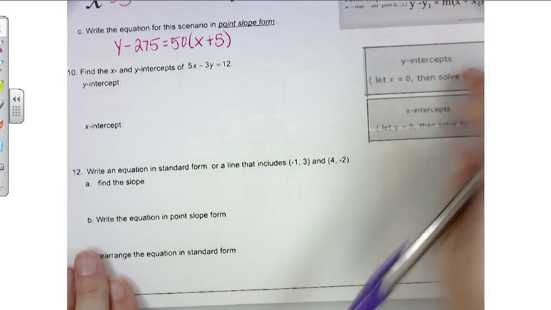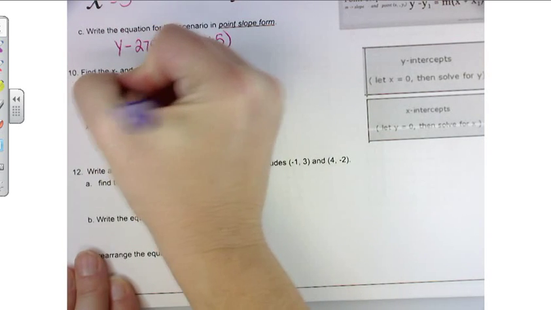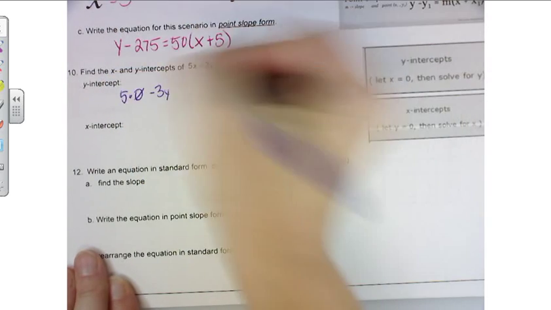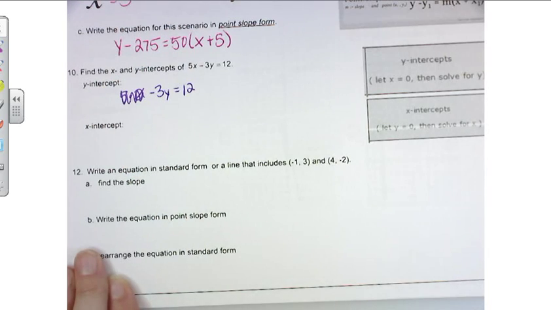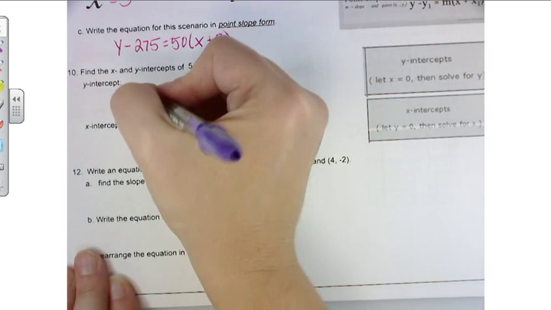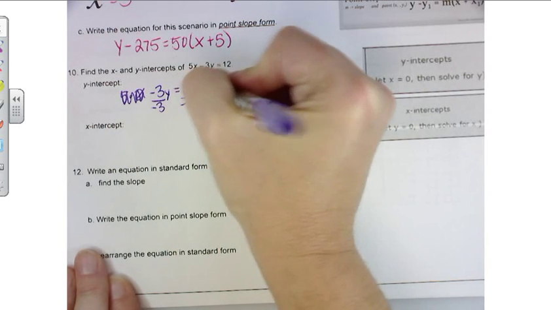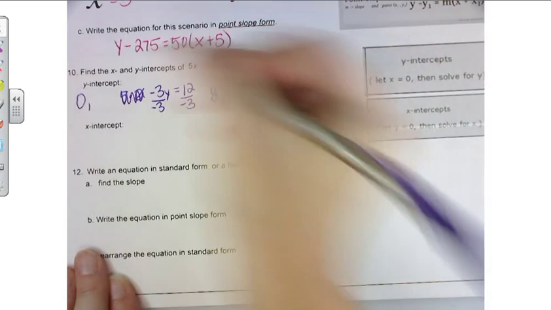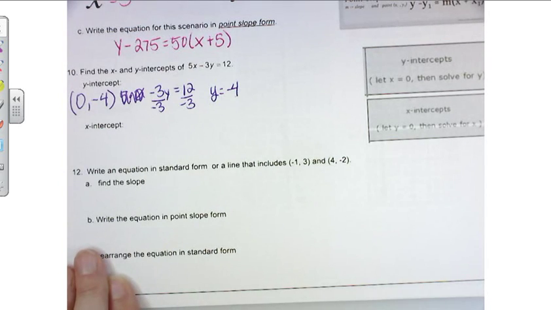So, finding our y-intercept, we're going to let x equals 0. So I'm going to look at this and I'm going to go 5 times 0 minus 3y equals 12. 5 times 0 is 0, so we can get rid of that. And now we're just solving for y. Divide by 3, divide by 3, y is going to equal negative 4. So our y-intercept, we put 0 in for x, we just solved for y, negative 4. Boom, done. But now we have to go up and we have to do the next equation.